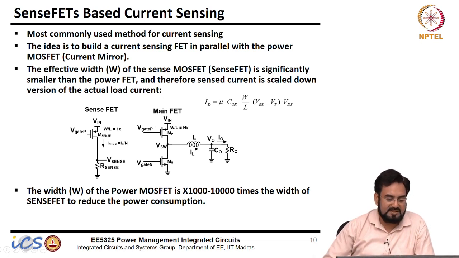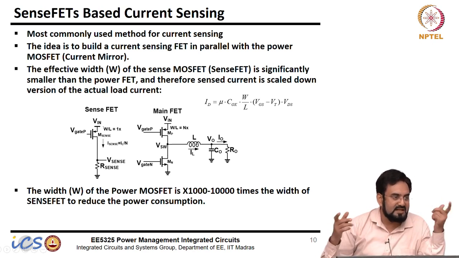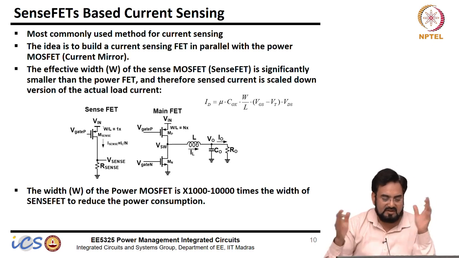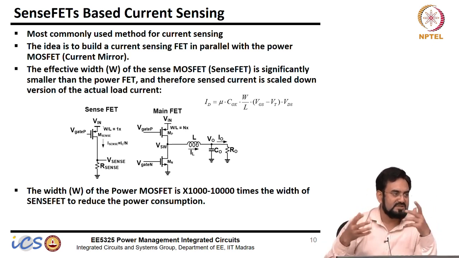So, what you do actually, it is a current mirror here, sense FET, but since this is operating in the linear region, in the current mirror actually if you have a VDS mismatch and channel length modulation is not very high, then the current is almost same.